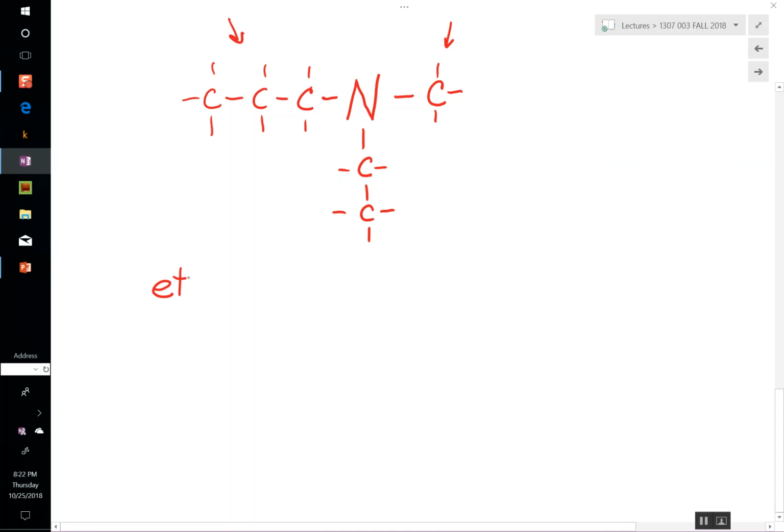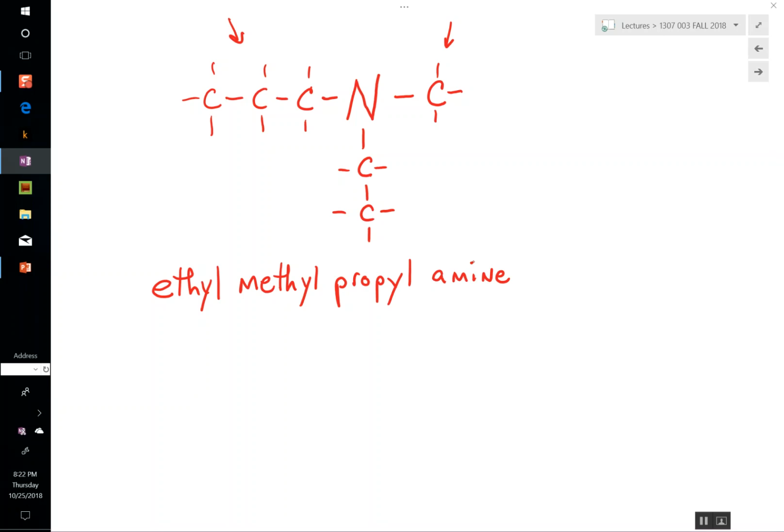We've got an ethyl, methyl, propyl, amine. Ethyl, methyl, propyl, amine. I've named 3 substituents. There's no hydrogen on there. The nitrogen, when it is called amine, it's only going to have 3 things around the nitrogen.